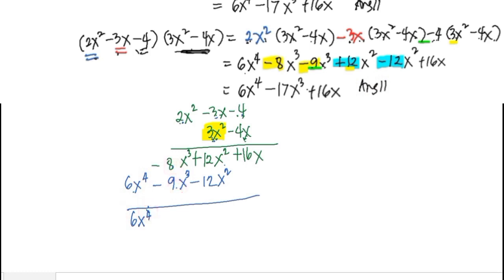Negative 8 plus negative 9 is negative 17x cubed. Positive 12 plus negative 12 is 0. And this 16 here, so plus 16x. And this is our answer. Pareho lang yan sa sagot natin dito.